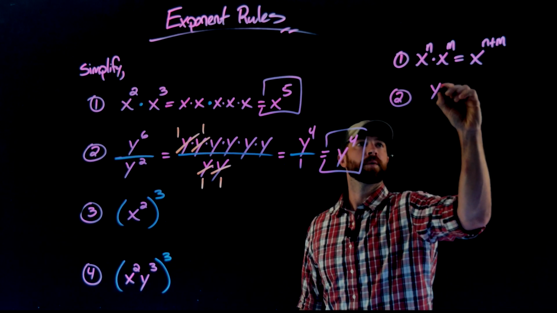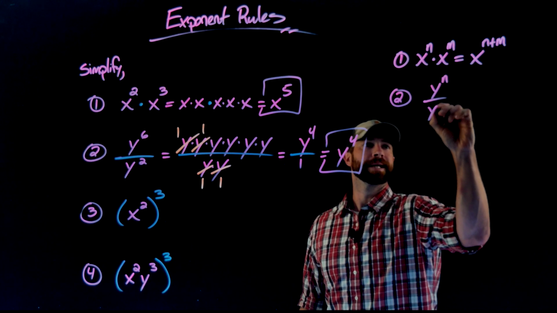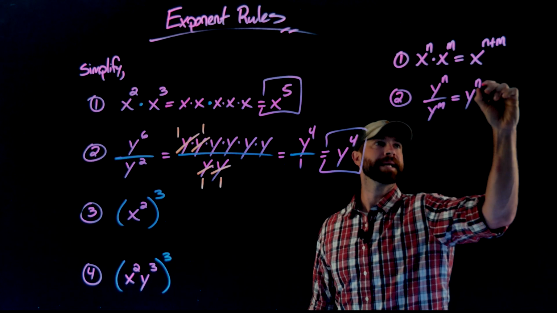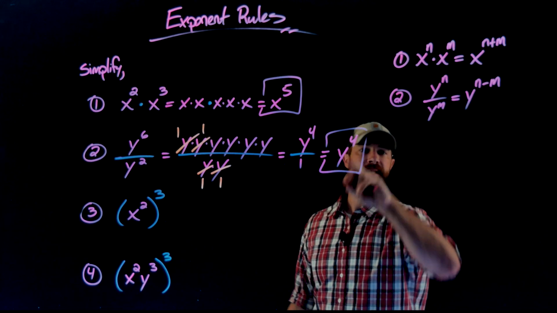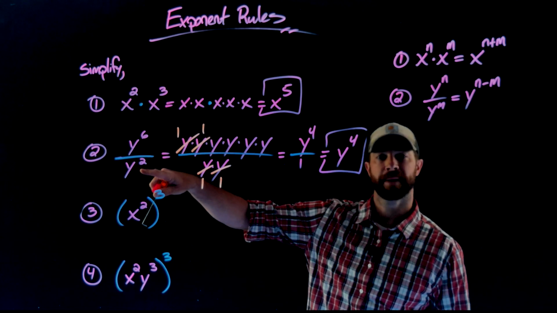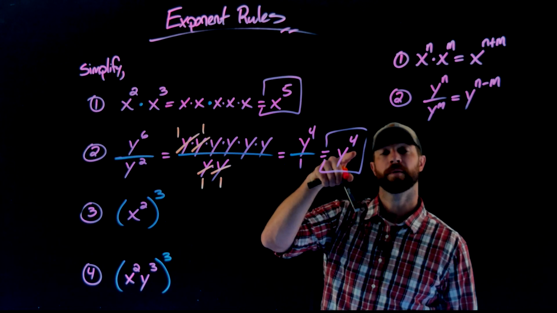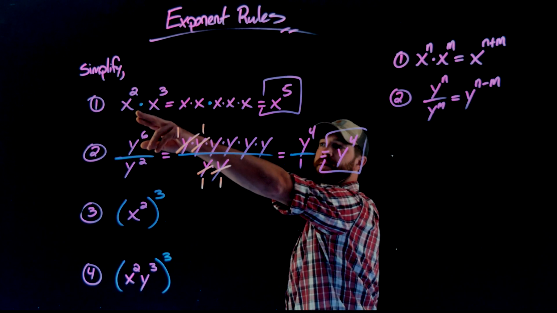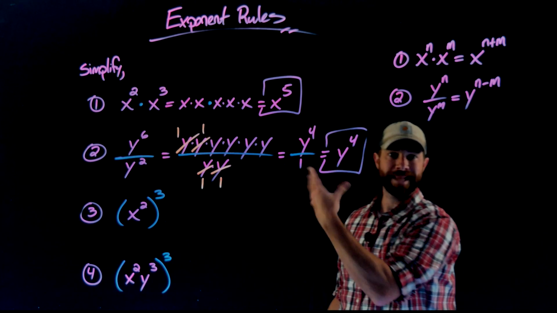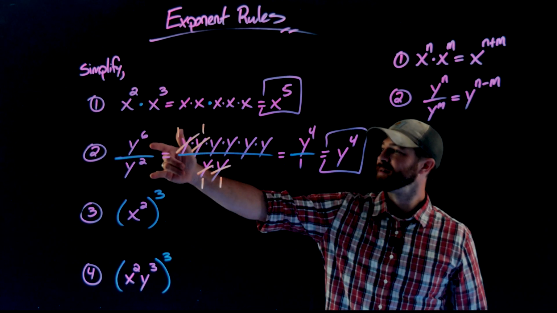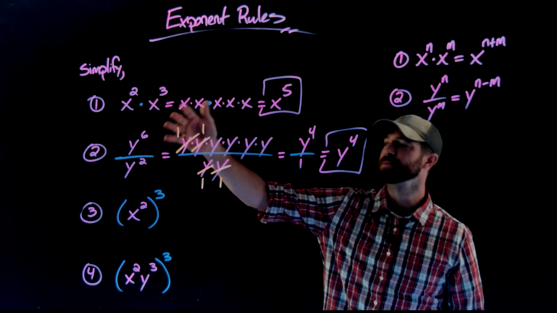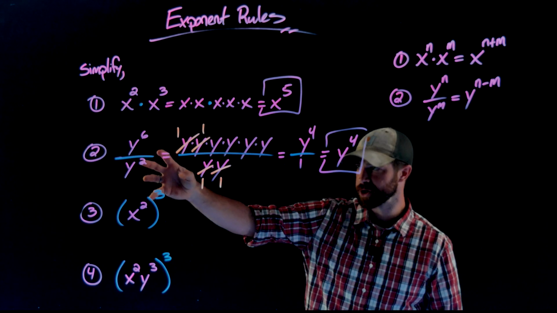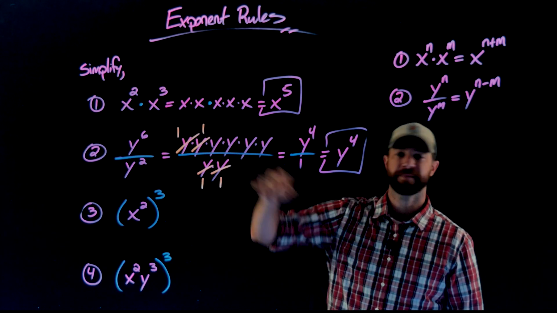If we take y to the n over y to the m, we would subtract those to get y to the n minus m, or in this case, y to the 6th divided by y squared is y to the 4th. Notice the strange things going on here. When we multiply exponential expressions, we add their exponents. When we divide exponential expressions, we subtract their exponents. We don't actually divide the exponents. We divide the expressions, but the actual operation is subtracting their exponents.